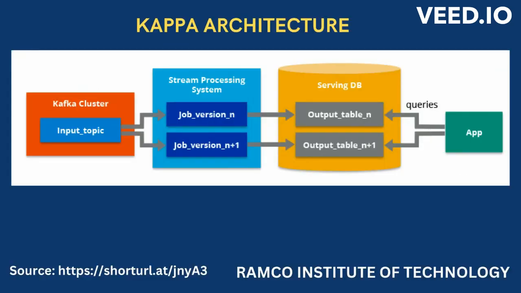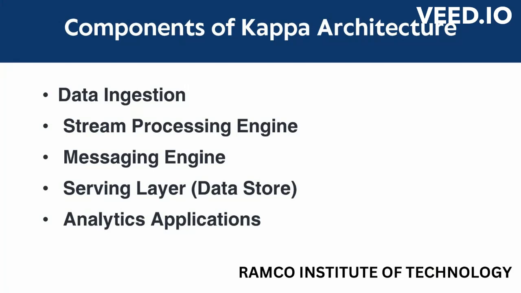So this is the architecture of the Kappa architecture. Here we have components: Kafka cluster, stream processing system, serving database, and finally an app. The Apache Kafka cluster acts as the store for the streaming data, and then multiple stream processors can act on the data stored in Kafka to produce multiple outputs. In the Kafka cluster, the input is present. In the stream processing system, the jobs are processed, and finally in the serving database, the outputs are stored. The apps can access the output in the form of queries. So mainly these are the components of Kappa architecture.